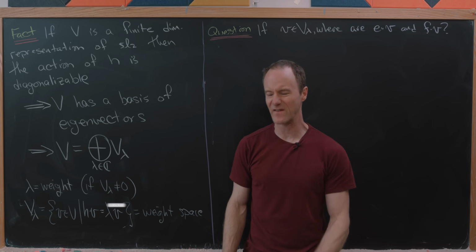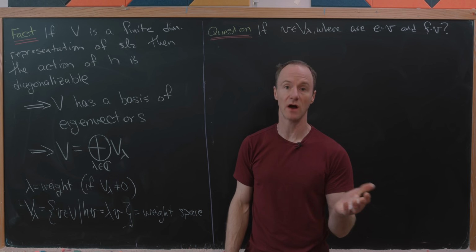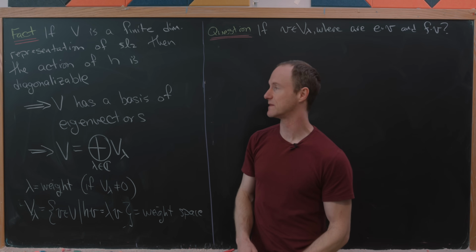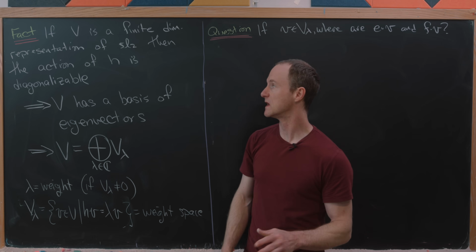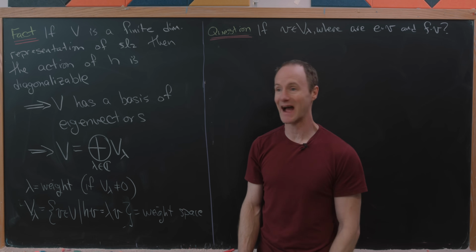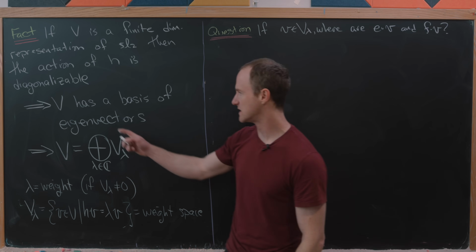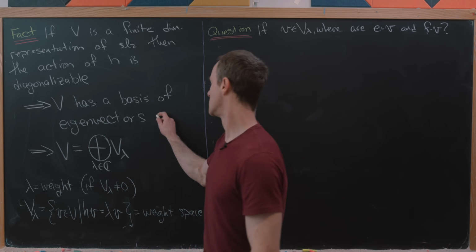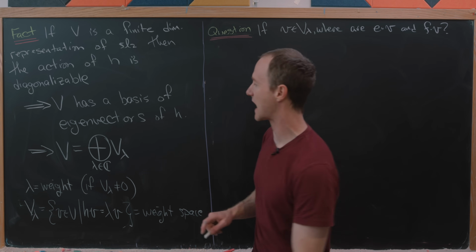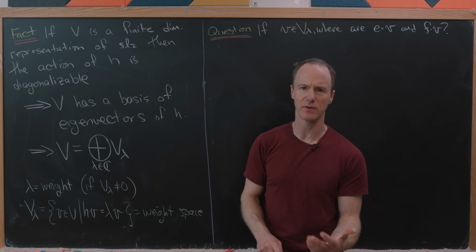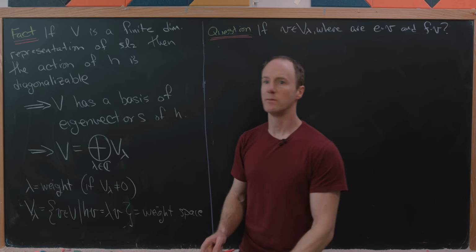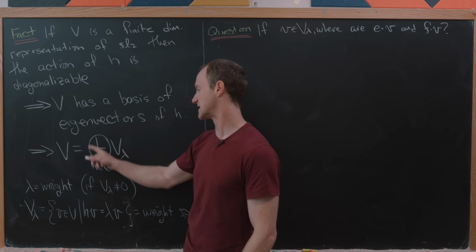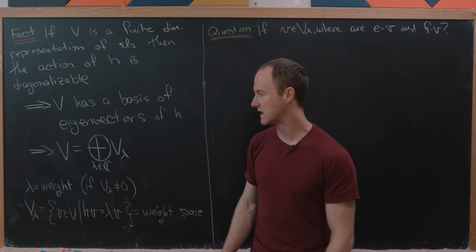Okay, so here's a bit of a fact that we're not really going to prove. It's beyond the scope of what we're doing today. And that is if V is a finite dimensional representation of SL2, then the action of H is diagonalizable. But that means that V has a basis of eigenvectors of H. So if we've got a basis of eigenvectors of H, then we can decompose V into pieces that all have the same eigenvalue. So in other words, we can write V as the sum over lambda of V lambda.